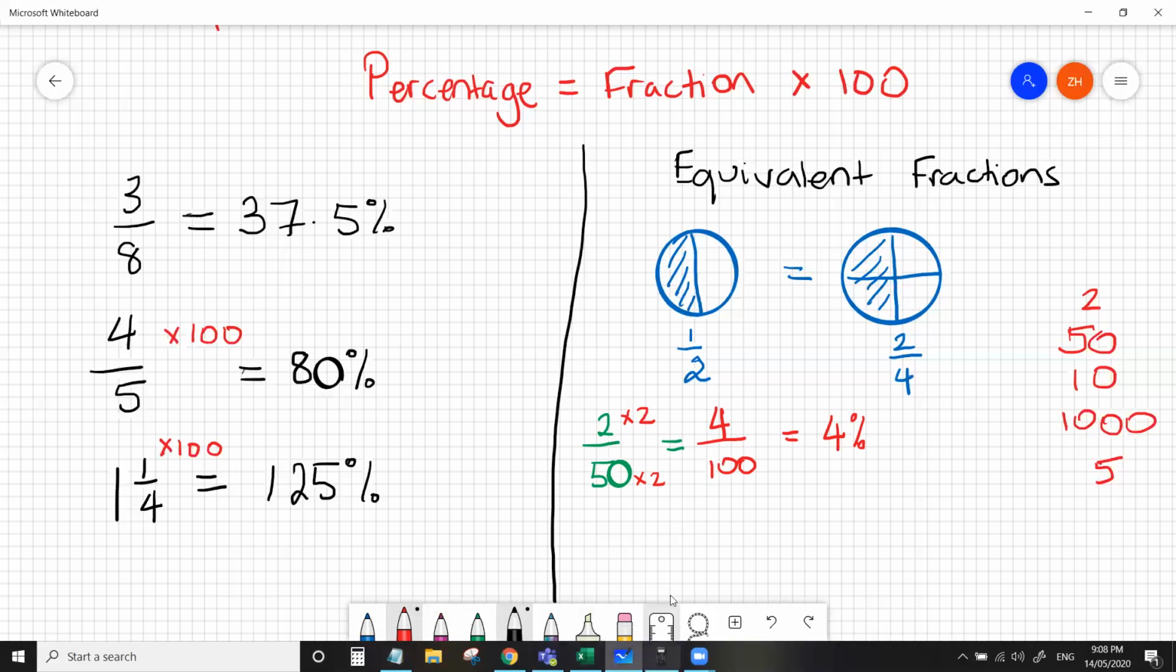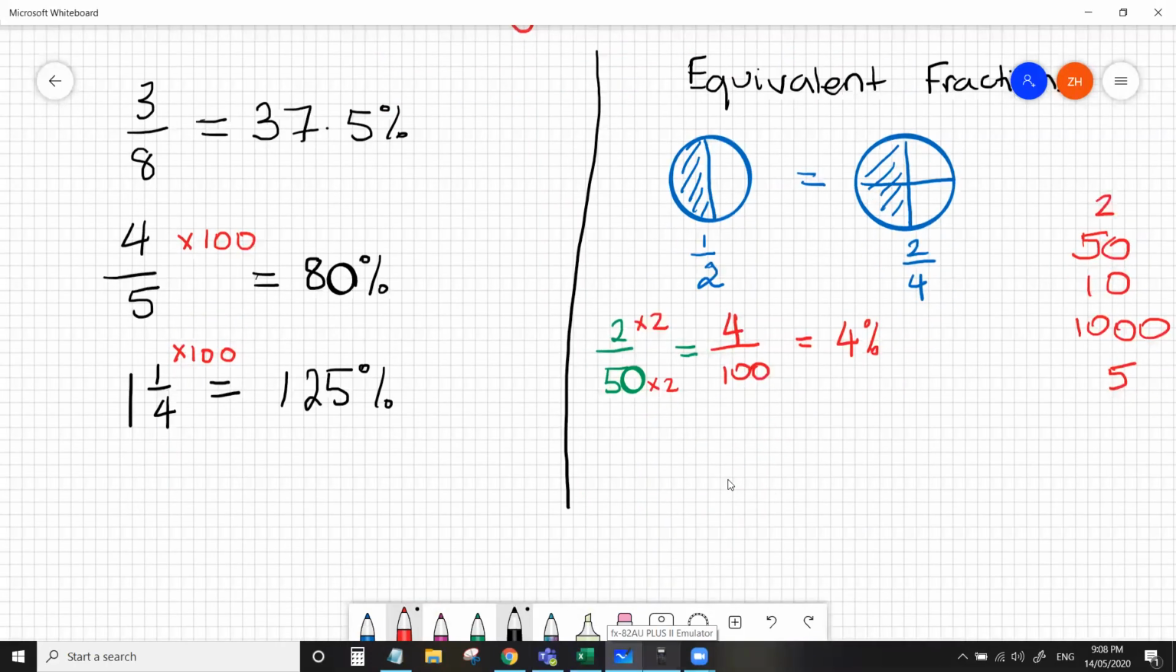We'll do one now with 10 as the denominator. So we'll start with 1/10. And an equivalent fraction for 1/10 with a denominator of 100. So to get from 10 to 100, we need to times by 10. So we're going to do that to the numerator and the denominator. 10 times 10 is 100. 1 times 10 is 10. And now that it's over 100, we can just write down 10%.